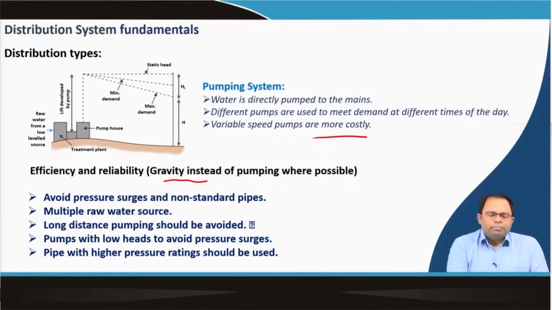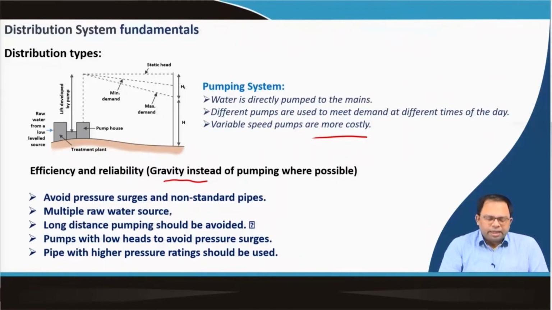Whenever we are selecting pipelines for designing this network through which the water is transported from the overhead reservoir or from the pump house to the service area, we should design the network in such a way that we avoid pressure surges and we avoid non-standard pipes. So, that means we should use uniform size pipelines. Of course, it is not the same size pipeline used in the entire network, but along the main we will go for same size pipelines. And we also make sure that unnecessary pressure surges are not developed.